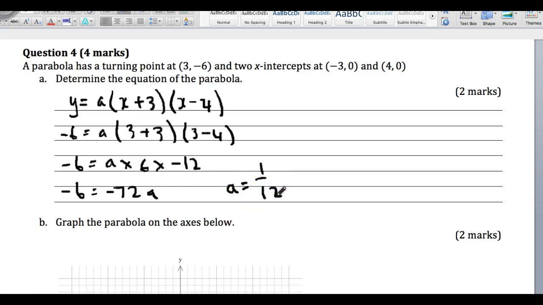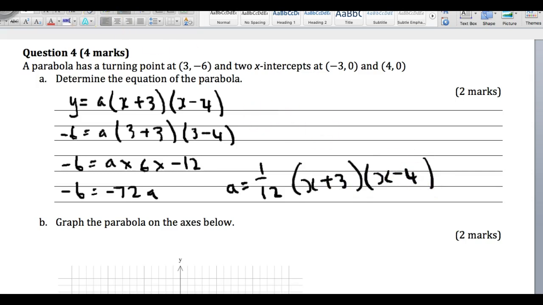Sorry. No, not 112. Is it 112? Hold on, I need to pause. Okay, sorry, I just had to make sure it was right. I don't know why I would have given you something with 1/12, but anyway, x plus 3, x minus 4.